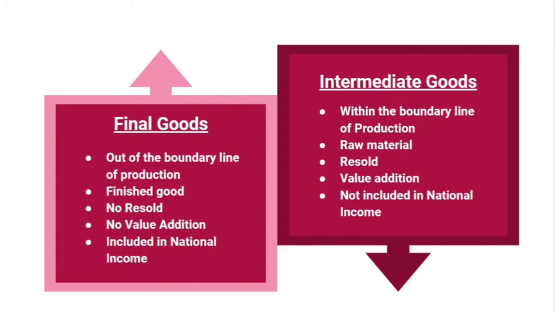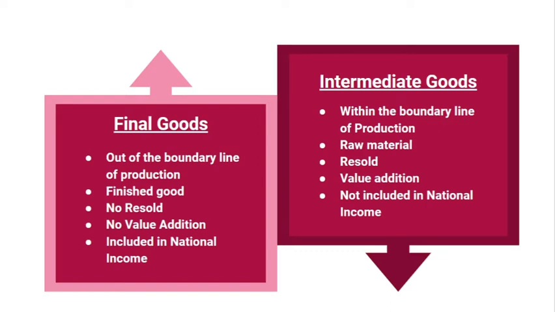They are final and ready to use, and final goods are not resold. They are just bought by the consumer for direct satisfaction of wants. There is no reselling. Then there is no value addition in final goods, and the final goods are the goods which are included in the national income. Now let's see about intermediate goods.